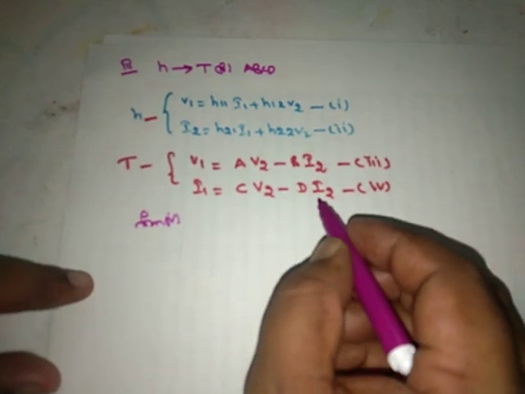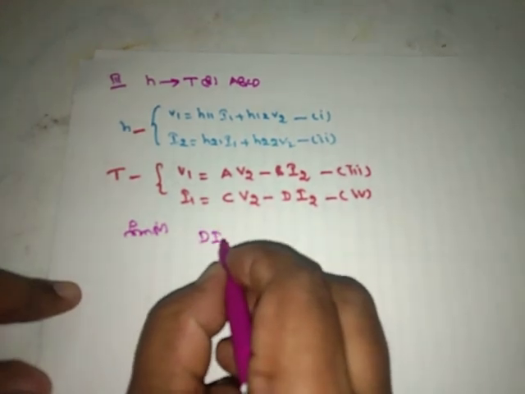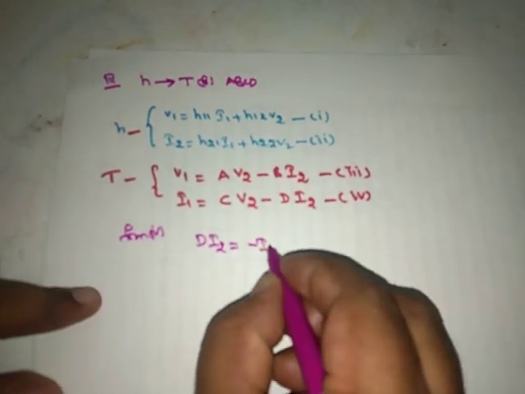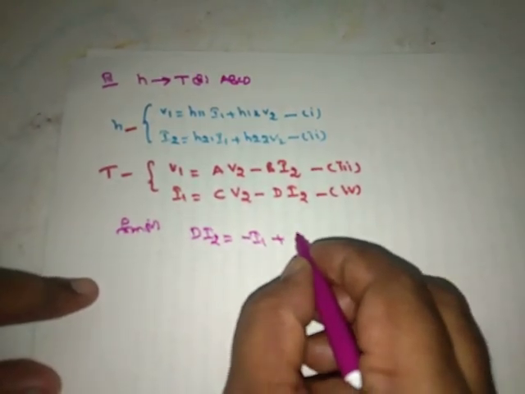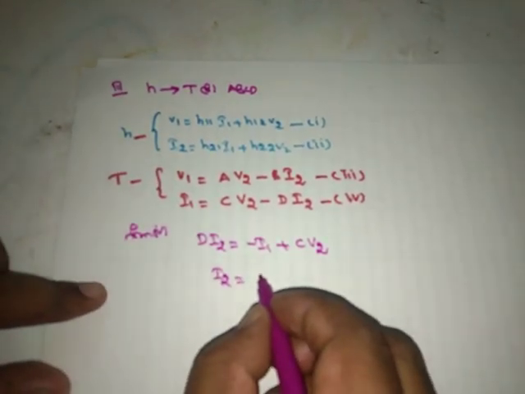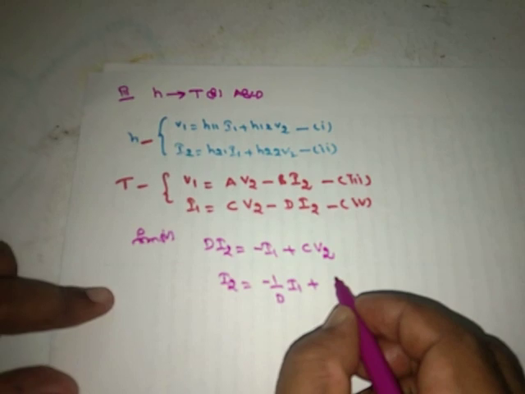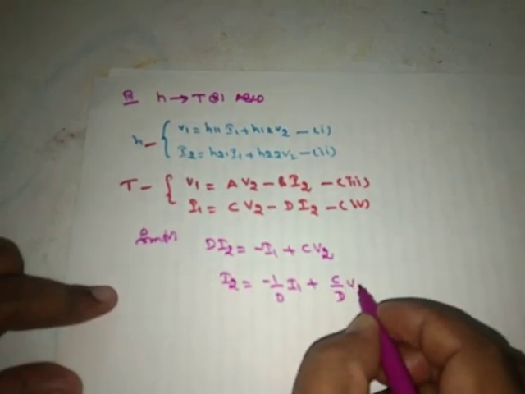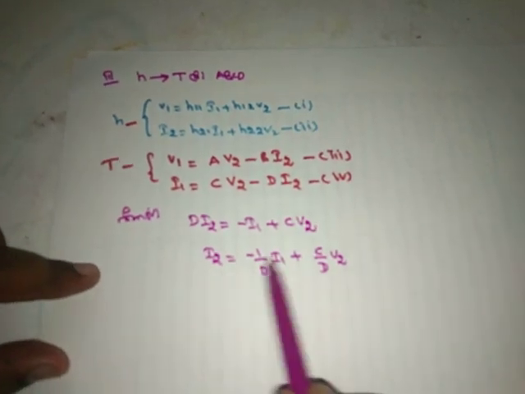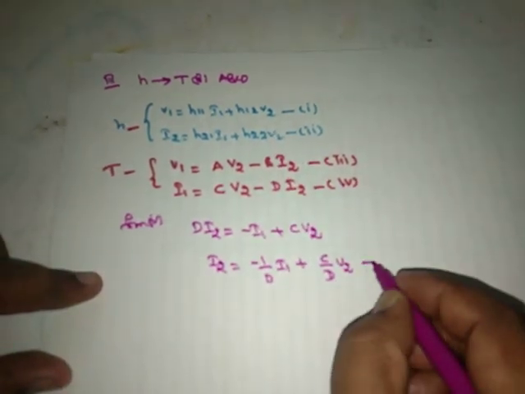here from 4, here you can express D i2 is equal to minus i1 plus C into v2. From that, i2 is equal to minus 1 by D i1 plus C by D v2. Okay, one expression over. Here i2 depends upon i1 and v2. Here observe it. i2 depends upon i1 and v2. So this is equation 5.